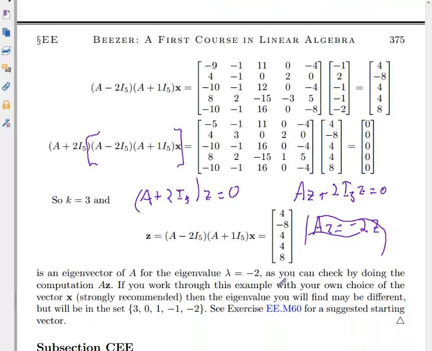Okay, a little bit complicated computation, but if you look at this example, go step by step, I think you can do it.